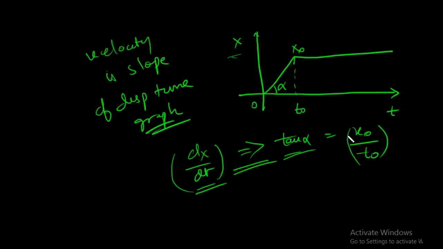So here the slope is x0 by t0. Hence velocity is constant up to a point t0. Afterwards, this is a straight line. Hence the x coordinate is x0 and it's constant.